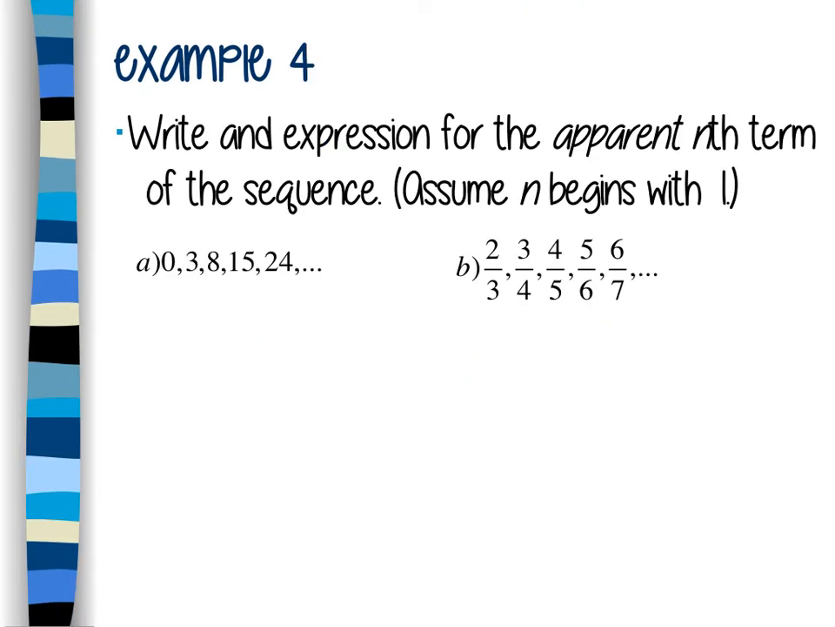All right, now we're going to work backwards. It says write an expression for the apparent nth term of the sequence and assume n begins with 1. This time they're giving you the terms in the sequence and you want to find the equation that gets you there. The hardest part is something I can't teach you. This is not a step 1 do this, step 2 do this. You've kind of got to look at it and identify a pattern.